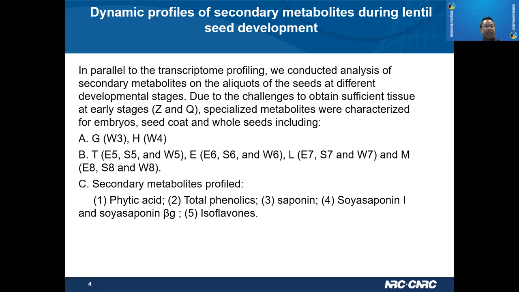From the transition stage to the mature stage, we did developing embryo, developing seed coat, and the whole seed. For the secondary metabolites, we did the following five analyses: phytic acid, total phenolics, saponin, soyasaponin, and isoflavones.